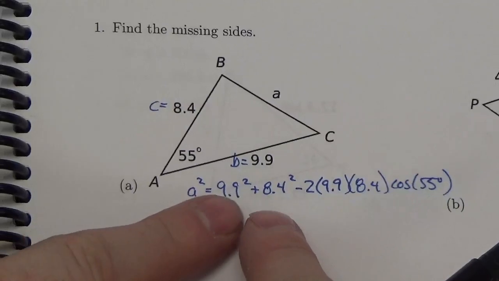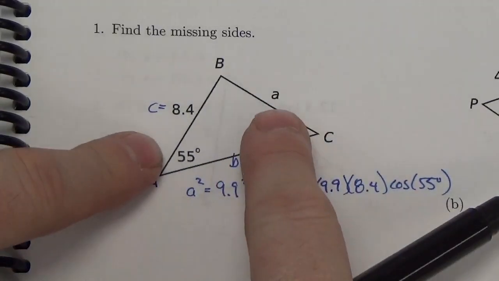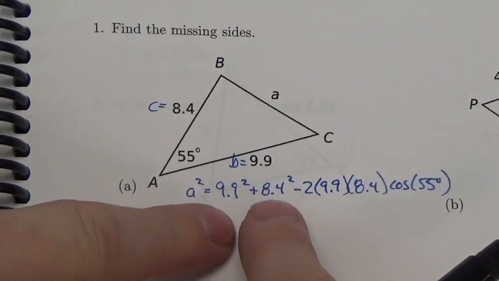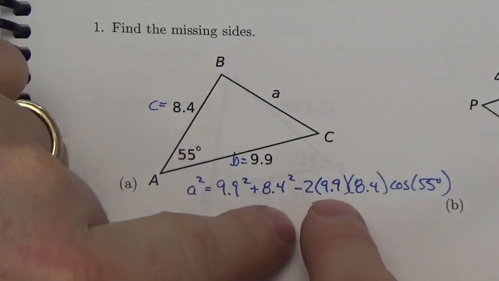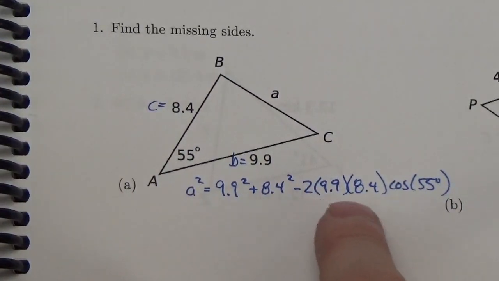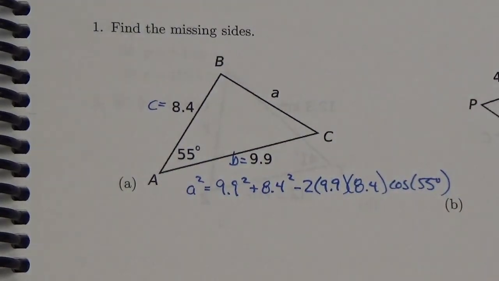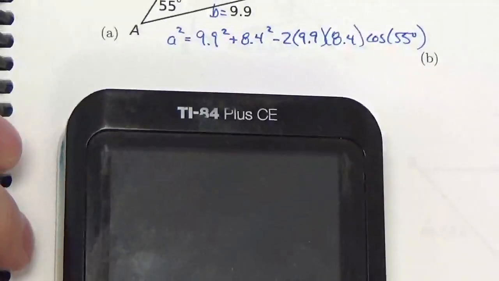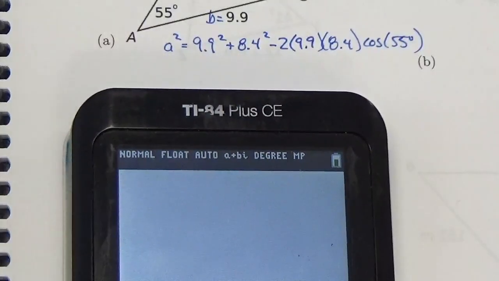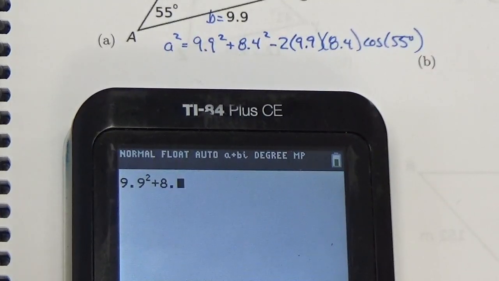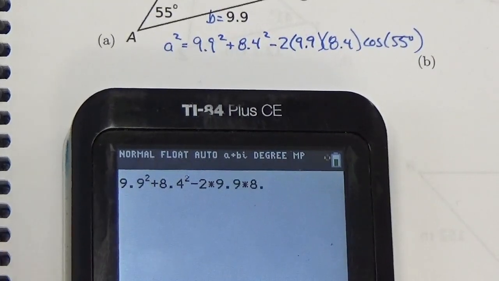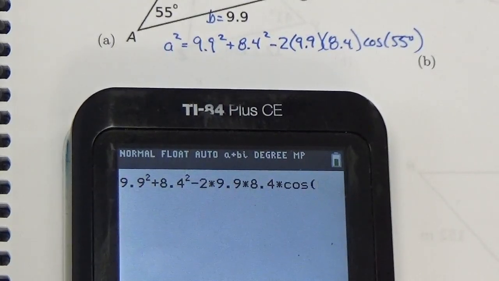But soon you'll get used to the pattern here: if I'm looking for a, it's going to be the squares of the two sides that I'm given added together. Then I'm going to subtract 2 times the two sides multiplied together, multiplied by the cosine of the angle. Now, I'm going to go through and get that. So that's going to be 9.9 squared plus 8.4 squared, minus 2 times 9.9 times 8.4 multiplied by the cosine of the angle in between.